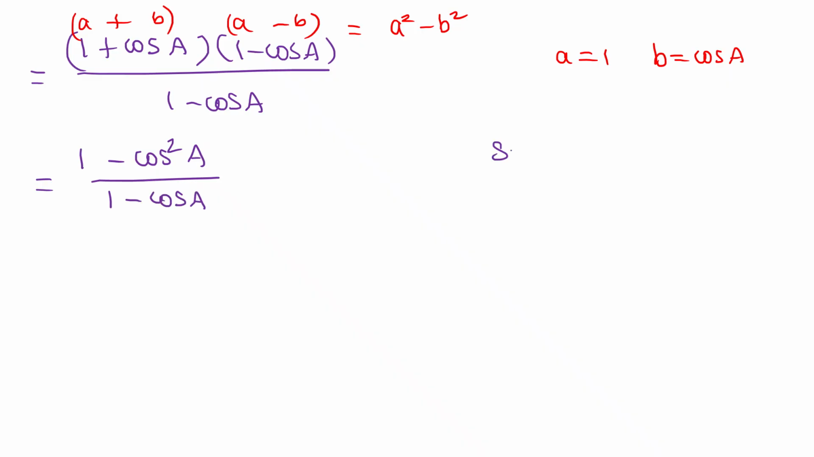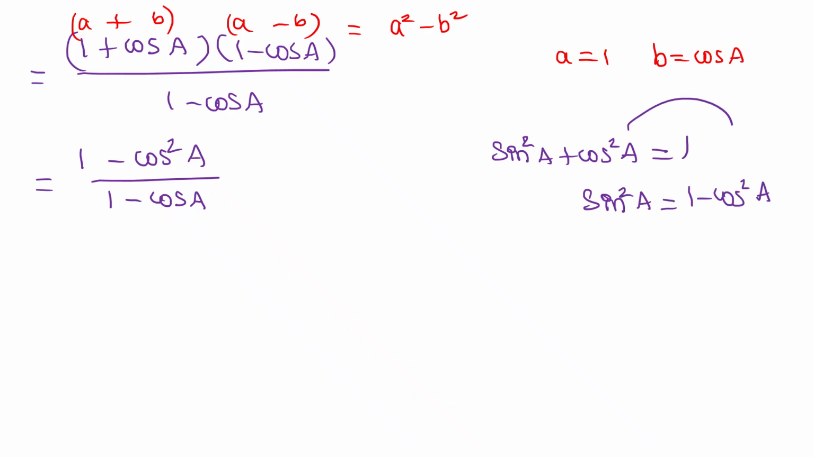Already you know that sine square A plus cos square A is equal to 1. So sine square A is equal to 1 minus cos square A, when the cos square A goes to the other side. So I will replace that with sine square A, and you will get sine square A by (1 minus cos A). That's all. We got this equal to the RHS.